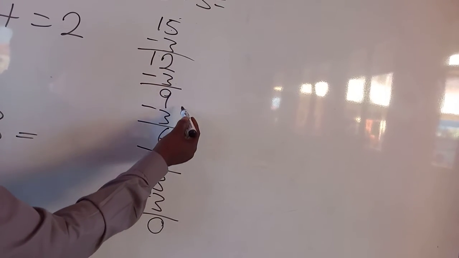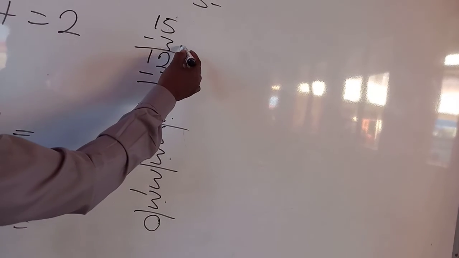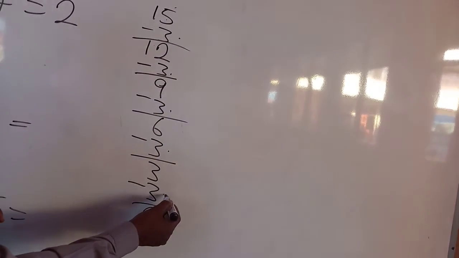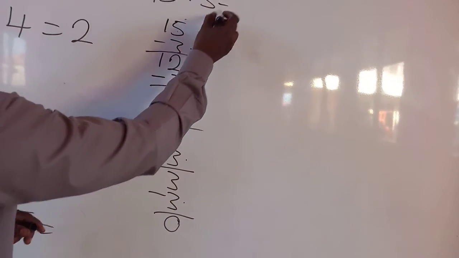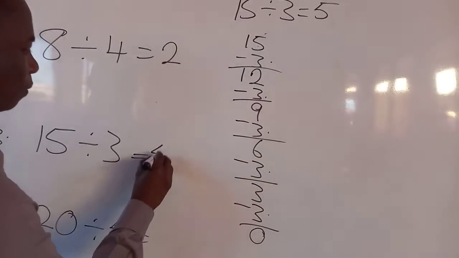Alright, let's count how many subtractions we've made. 1, 2, 3, 4, 5. Let's count again. 1, 2, 3, 4, 5. Therefore, 15 divided by 3 is equal to what? 5. You write your 5 down.